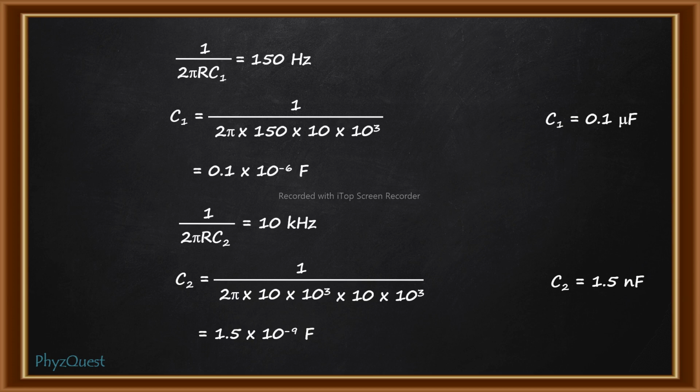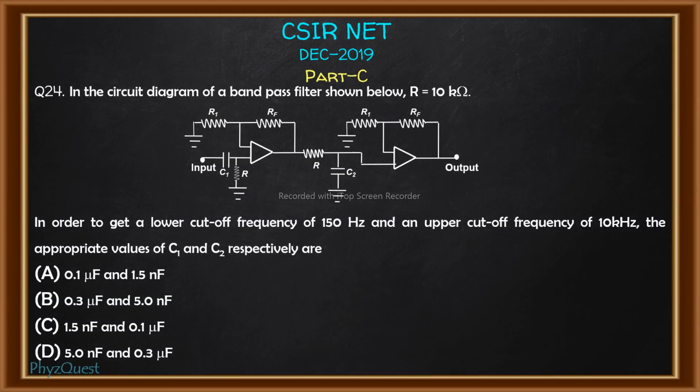So we have got the values. C1 is 0.1 microfarad and C2 is 1.5 nanofarad. Let's check the options now. When you check the options, you can see that option A is matching with our result. So the correct answer for this question is option A.